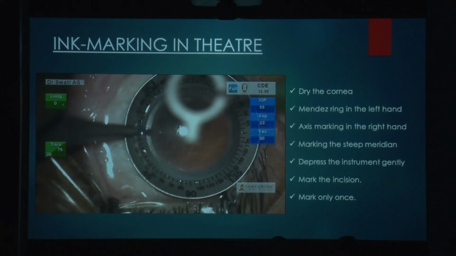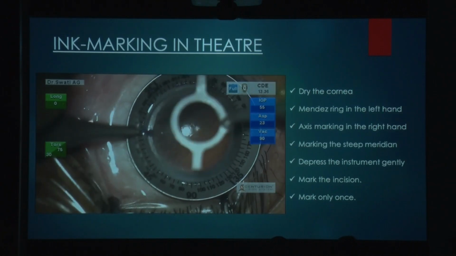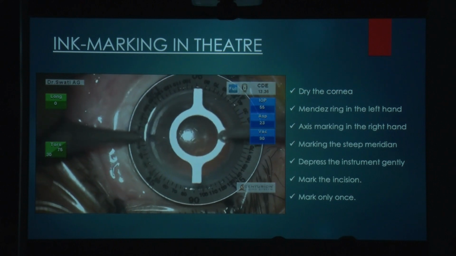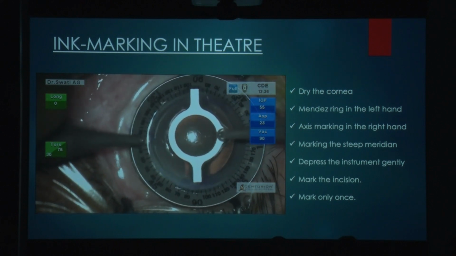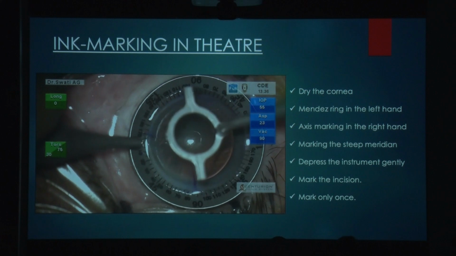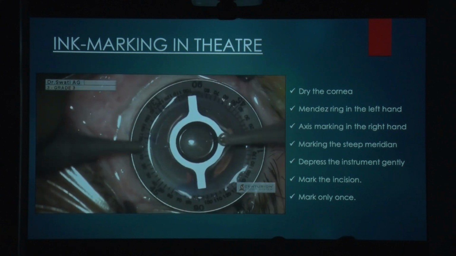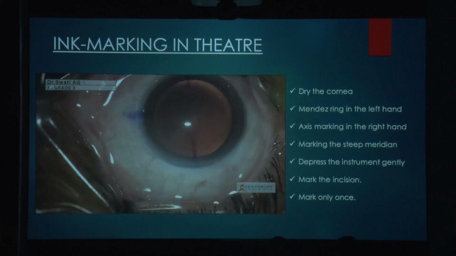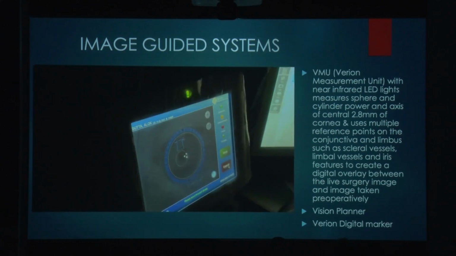So this patient is now shifted to the OT, and in the OT we hold the Mendes ring in the left hand and the axis mark in the right hand for a right-handed person, and marking the steep meridian is done. If you're operating at the 90-degree axis, mark only once. But again, the fallacy here is that there could be double marks, there could be smudging of marks or fading away of the marks. So we have the image guided systems to overcome it.